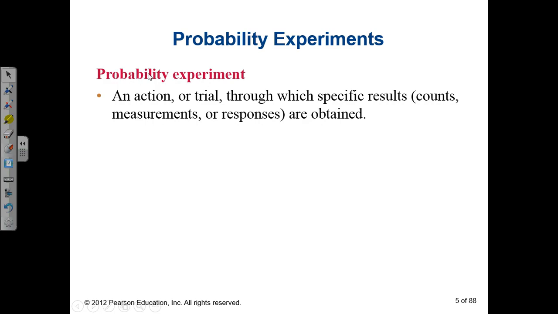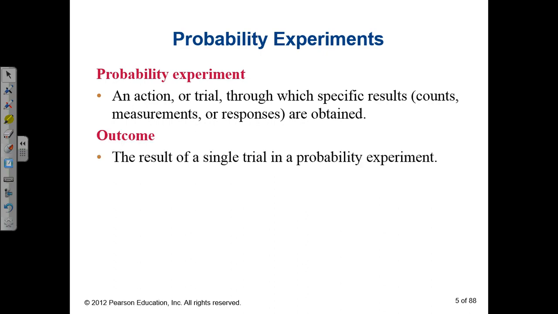So the first thing is the probability experiment. The probability experiment is the action or the trial which does result in a specific result. So suppose the action is tossing a coin or rolling the die. The outcome is the result. So the outcome could be the die lands on a 2 or the coin lands on heads. That's the outcome or the result.